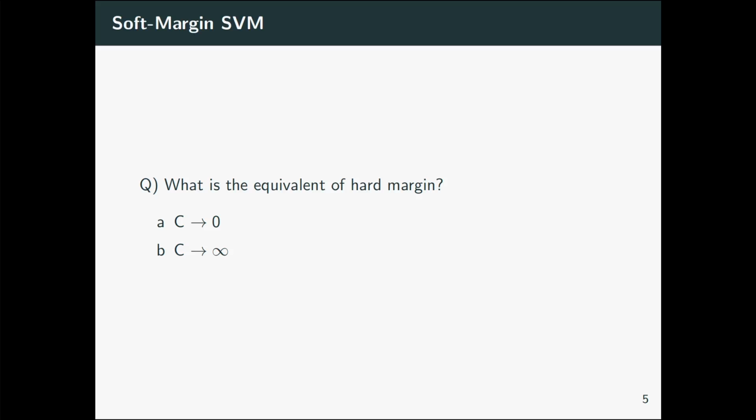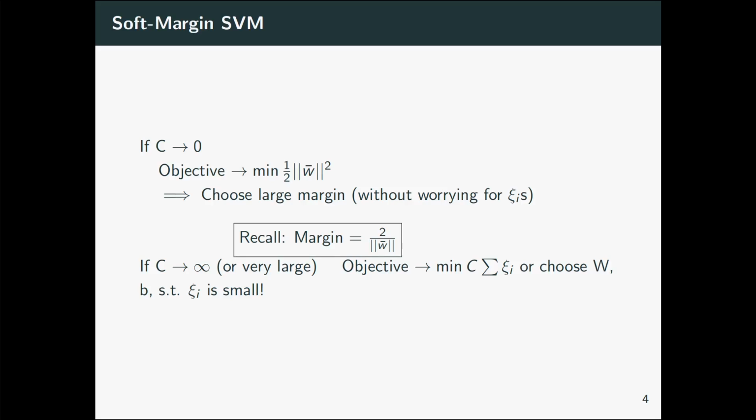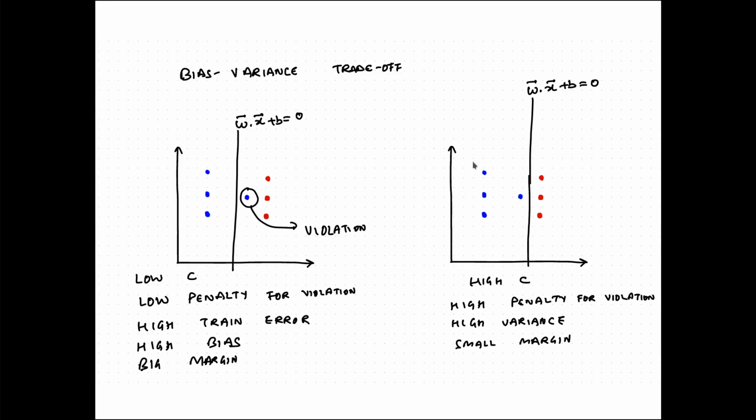A quick question, just to check whether you were awake or not. Which of these two is the equivalent of the hard margin? Hard margin SVM is when we don't cut any slack, we don't allow for any of these errors. And if you've been awake all this while, you would see that the answer is option B, when C tends to infinity, which is what we've seen here. When C is a really large number, you're trying to perfectly separate out the points without having any slack term.